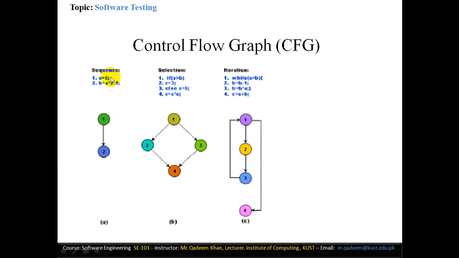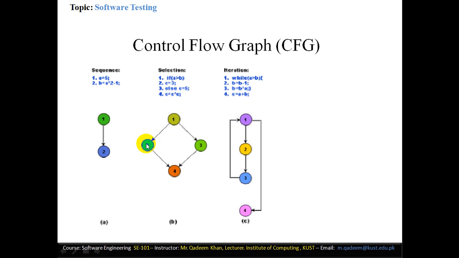If the statements are in sequence, for example, there are two expressions: A is equal to 5, B is equal to A*2 minus 1. We can sequentially draw the CFG of these two statements, 1 and 2. Then we have the selection statement. If A is greater than B, C is equal to 3, else C is equal to 5, and at the end C is equal to C multiplied by C is also executed. So we will number this 1. If 1 is true, then go to 2, otherwise go to 3.